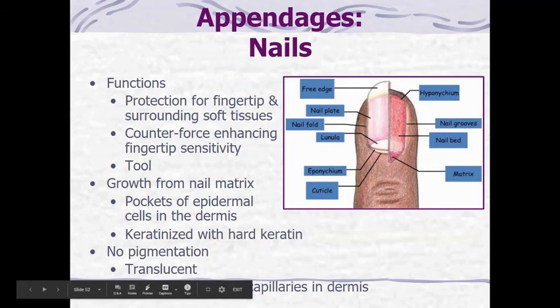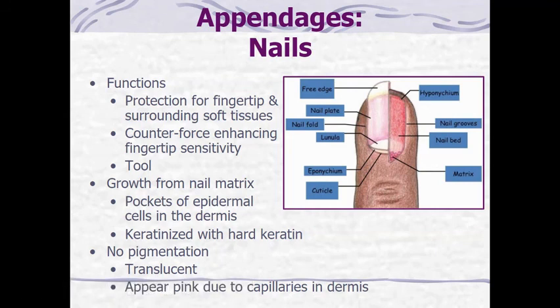Another appendage that we have in our skin are our nails. And nails and hair are very similar. They protect your fingertip and surrounding tissues. They enhance your fingertip sensitivity because if something is on your nail, you're going to feel that cross force and that'll help you feel other objects. And you can also use it as a tool.